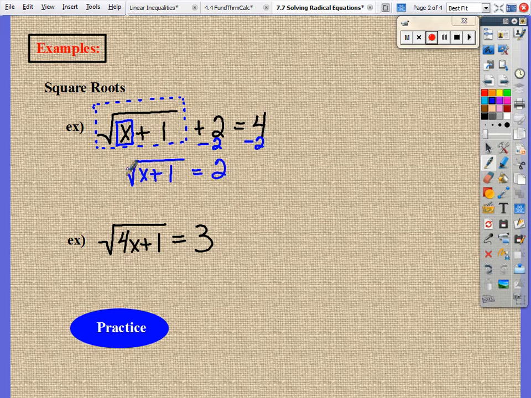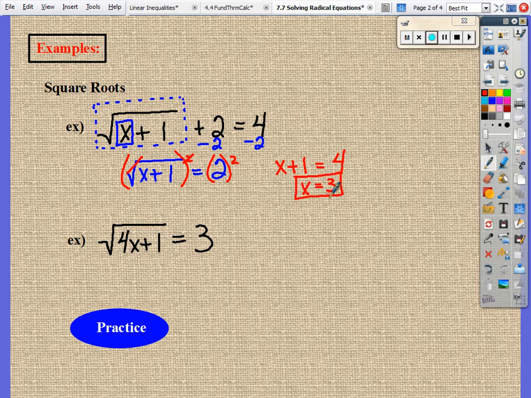At that point, to undo a radical, we need to use the inverse of square rooting something, which is squaring it. These are now peeled off, and so what we have now is x plus 1 equals 4. The square root and the square undo each other, they're inverses, so we just have x plus 1, and we go ahead and solve by subtracting 1, and we get 3.